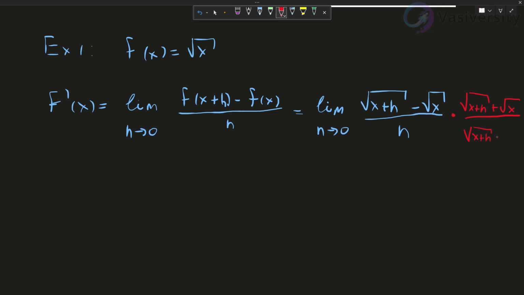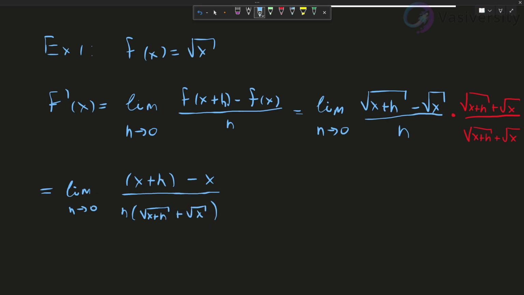So, what are we going to have here? In the numerator, with the limit as h approaches 0, after simplification we end up with x plus h minus x. This is essentially a difference of squares, but now instead of squares we have square roots, which cancel out. The denominator will be h times the square root of x plus h plus the square root of x. If we open up the parentheses, we have the limit as h approaches 0 of h divided by h times the square root of x plus h plus the square root of x.